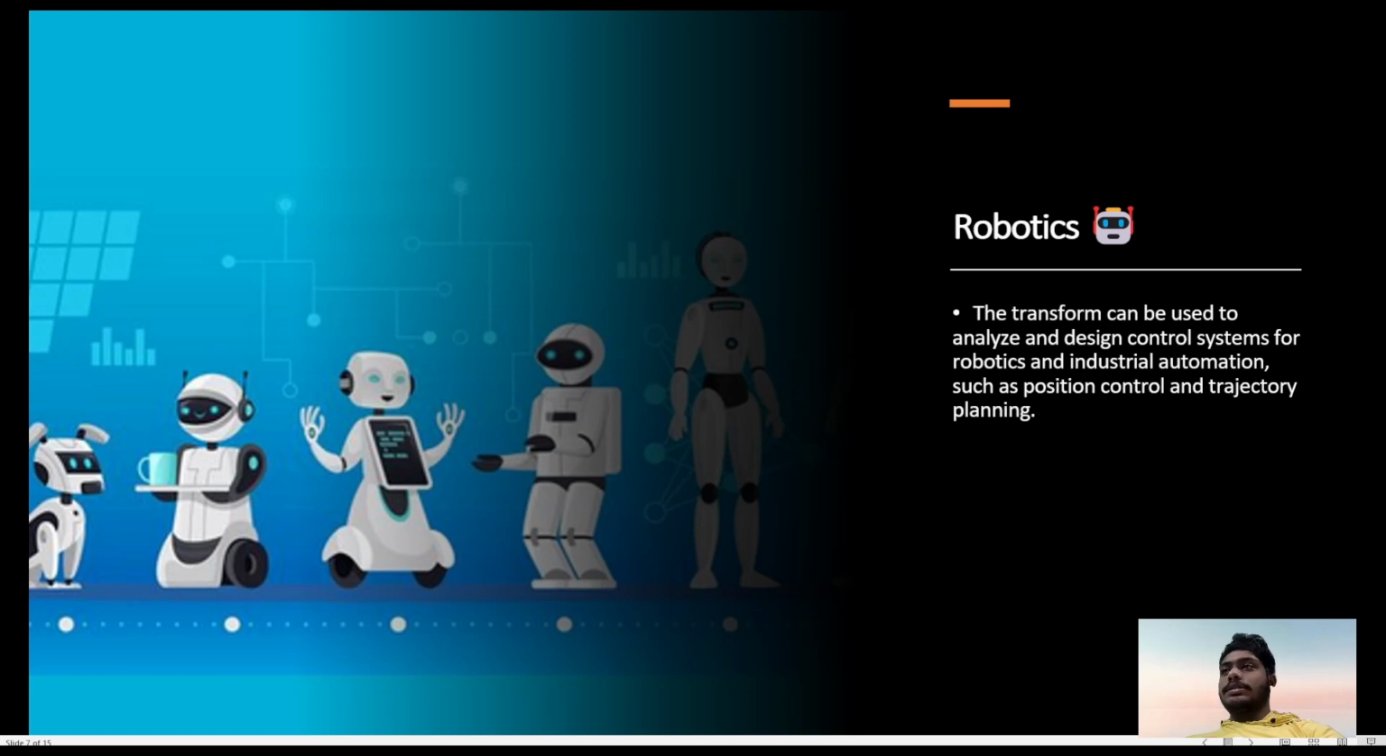Robotics. This is one of the interesting fields. The transform can be used to analyze and design control systems for robotics and industrial automation, such as position control and trajectory planning. It gives the system the power to analyze where an object actually is and to identify it. Suppose, let's take an example. We can write a code with Laplace transform so that the system is able to locate and process the object available or put in front of it.